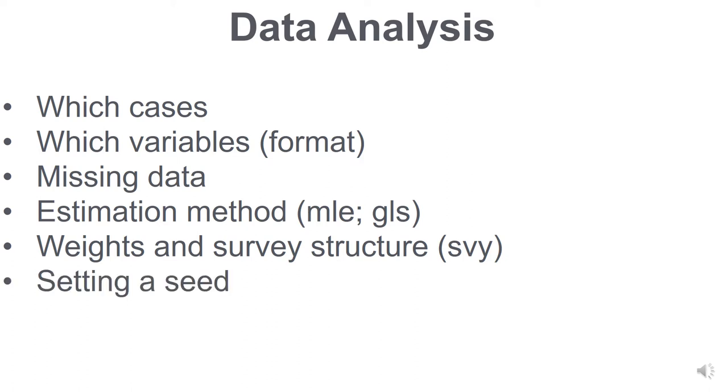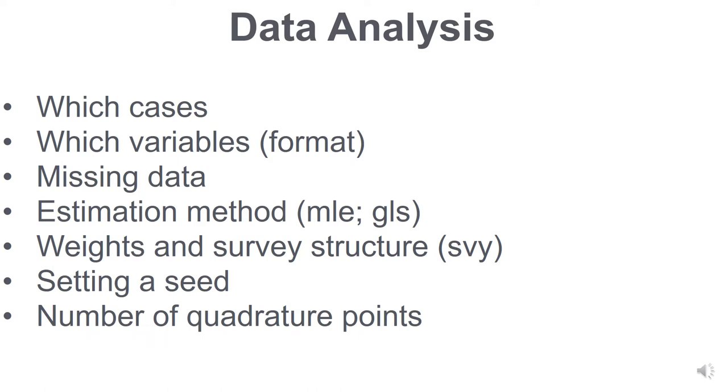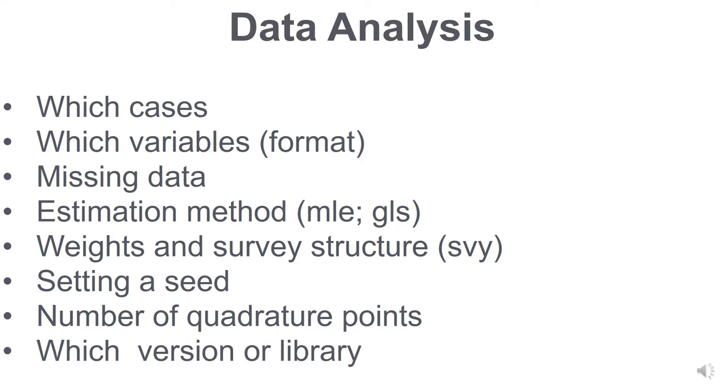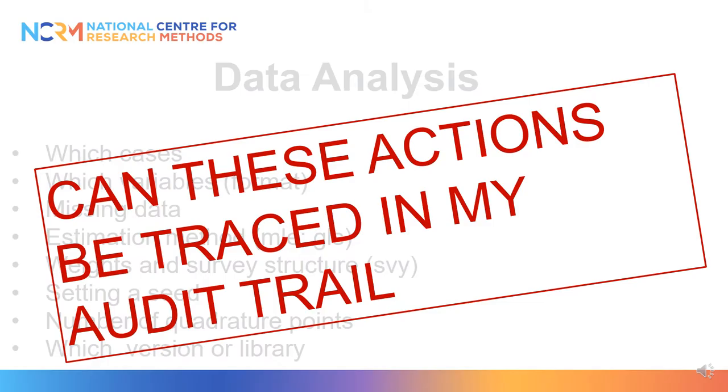We may be doing something exotic like bootstrapping, and we need to think about setting a seed for generating random numbers. We may be fitting a random effects model, and we're trying to decide the number of quadrature points. Do we use the standard or the default number, or do we need a different number of mass quadrature points? When working with software such as R or Python, we may have to think about which library to choose to undertake a certain procedure, or indeed which version of a software package we're using. Often, many of these operations are overlooked, but they're vital parts of the data analysis phase. The question again is, can these actions be traced in my audit trail? And once again, every single one of these actions should be traceable in the audit trail.